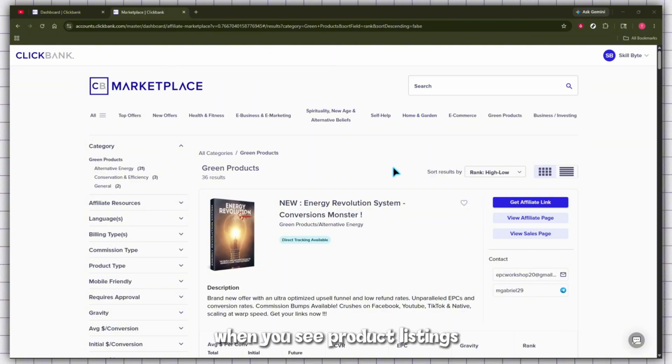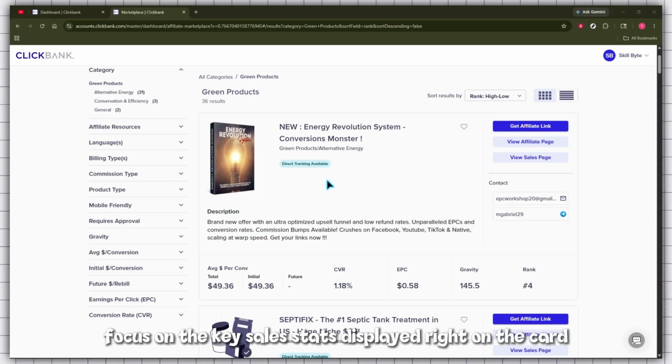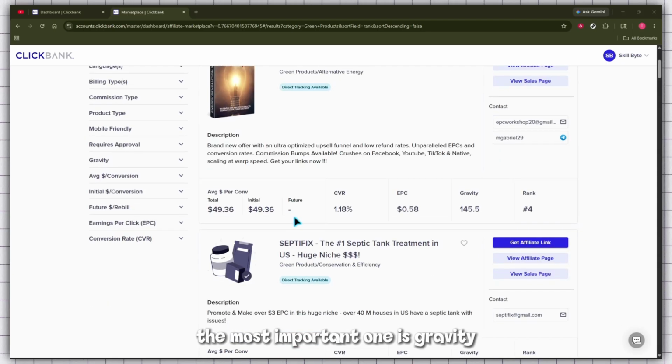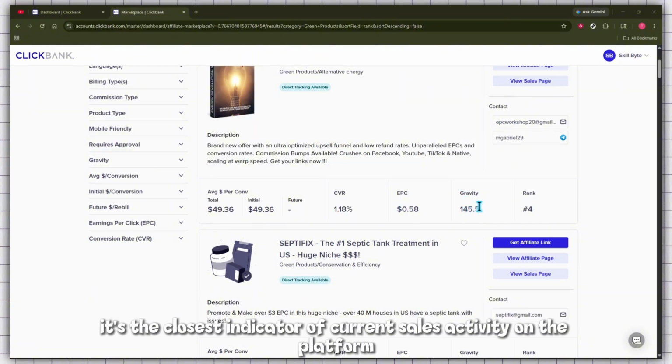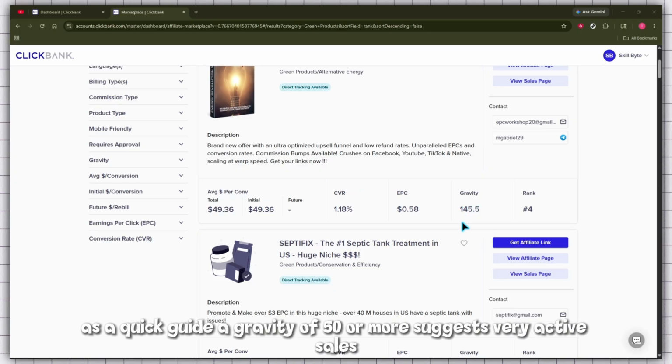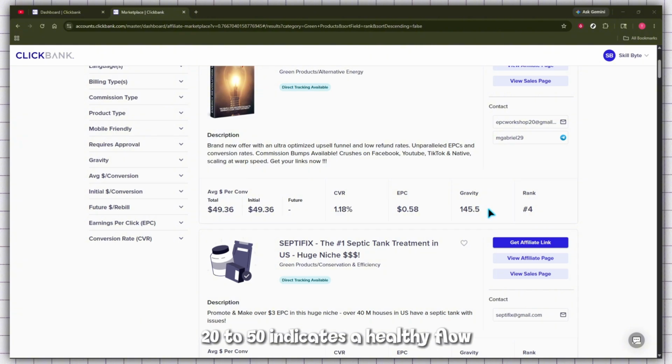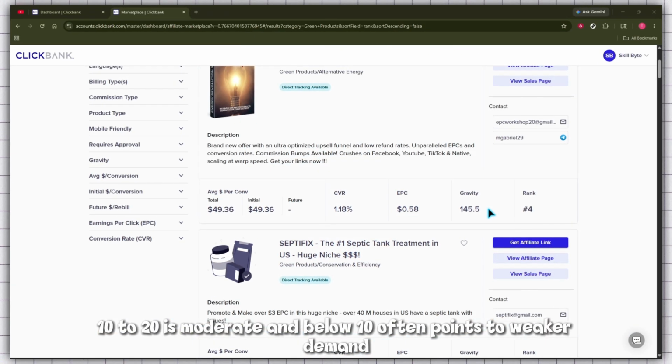When you see product listings, focus on the key sales stats displayed right on the card. The most important one is gravity. Gravity reflects how many different affiliates have made recent sales with that product. It's the closest indicator of current sales activity on the platform. As a quick guide, a gravity of 50 or more suggests very active sales, 20 to 50 indicates a healthy flow, 10 to 20 is moderate, and below 10 often points to weaker demand.